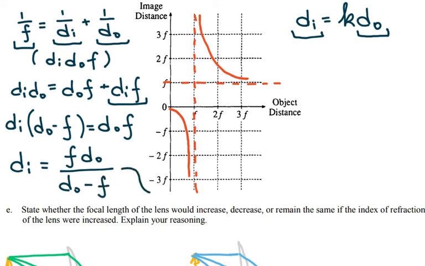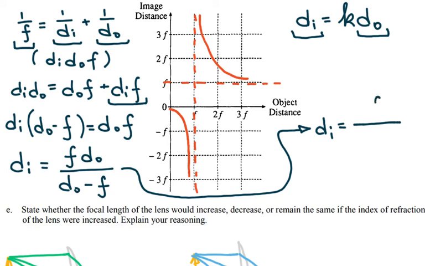I'm going to analyze the equation that I just came up with. So I'm going to break it into this: di is equal to, I'm going to divide the numerator and denominator by do. So if I divide the numerator by do, I get the focal length. If I divide the denominator by do, I can divide do by do, which is 1. And then I have the focal length divided by do.